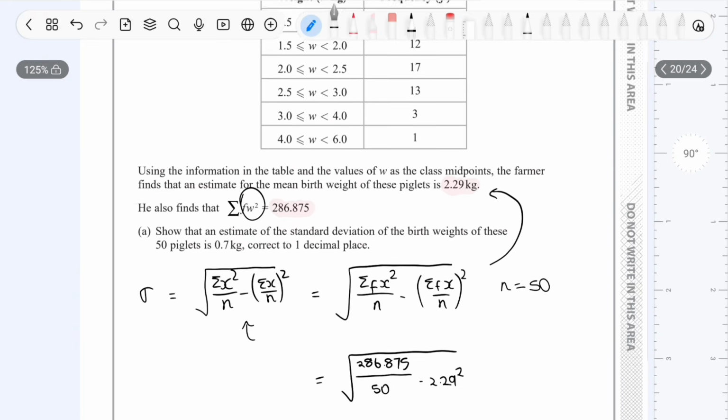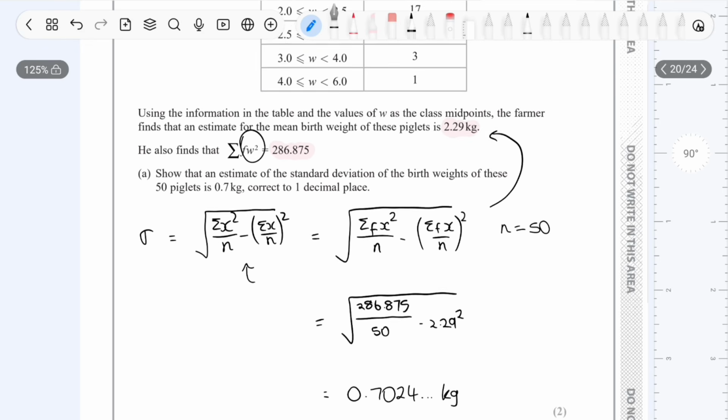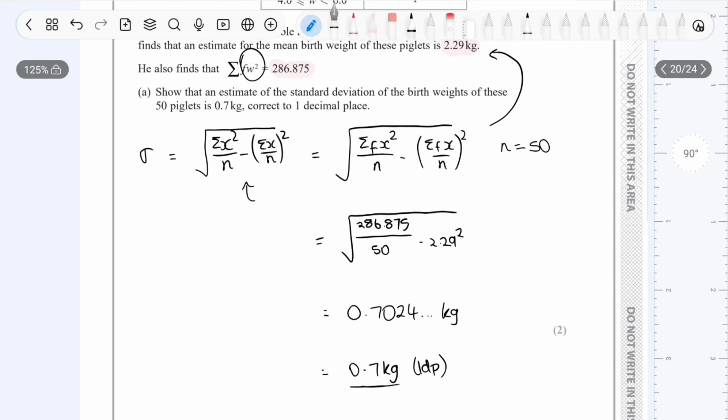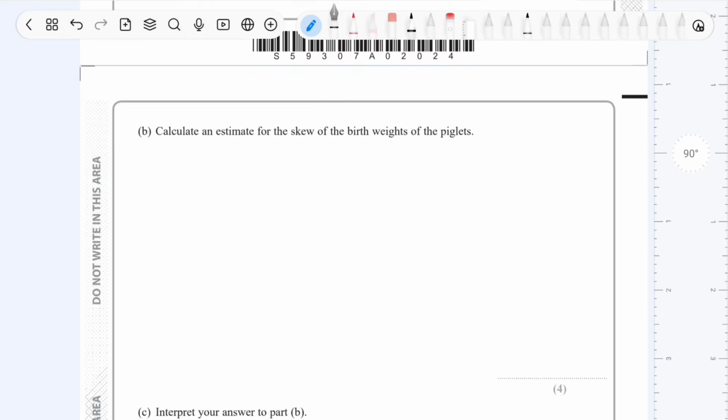So this one wasn't actually as hard as it looked. You just had to know the formula, which again is kind of given to you in the formula booklet. You just need to remember to put the frequency next to the x, and then from there it's just picking out the information and plugging it in. Not too much difficulty here, but then it was only 2 marks. Calculate an estimate for the skew of the birth weights of the piglets.